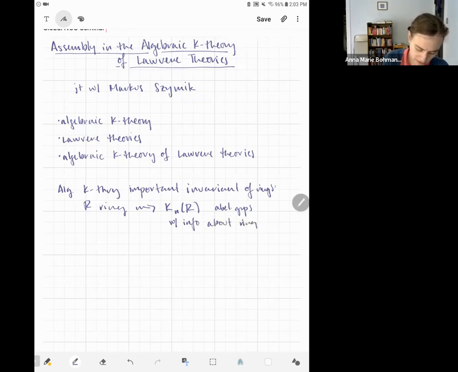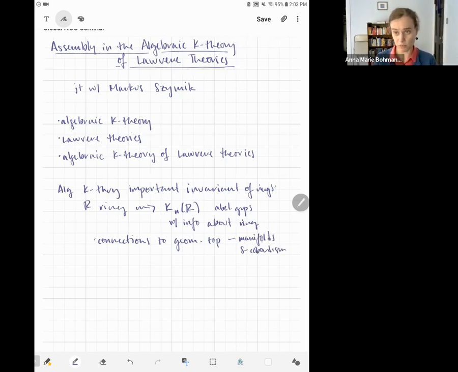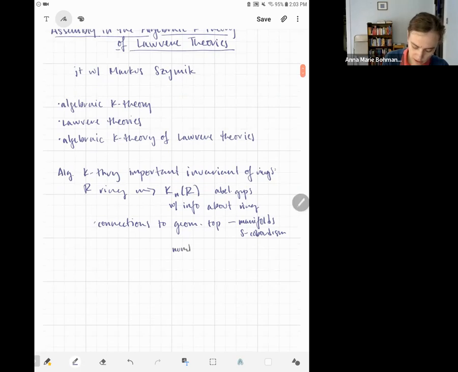And there's a whole bunch of connections to all sorts of cool things. So there's connections to geometric topology via things like manifolds and S-cobordism. Here we're thinking maybe my ring is the group ring of the fundamental group of a manifold or something like that. There's also connections to number theory. You can see things like the ideal class group of your ring. And important connections to things like the Quillen-Lichtenbaum conjectures can be phrased in terms of algebraic K-theory. It is hard to spell Lichtenbaum, apparently.